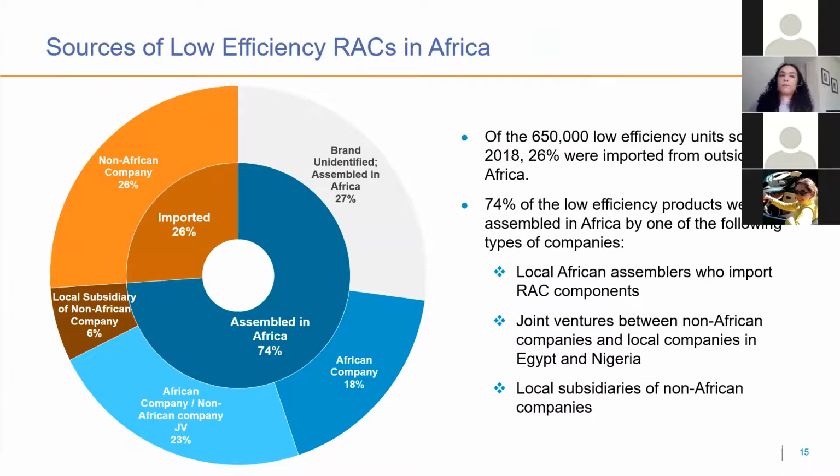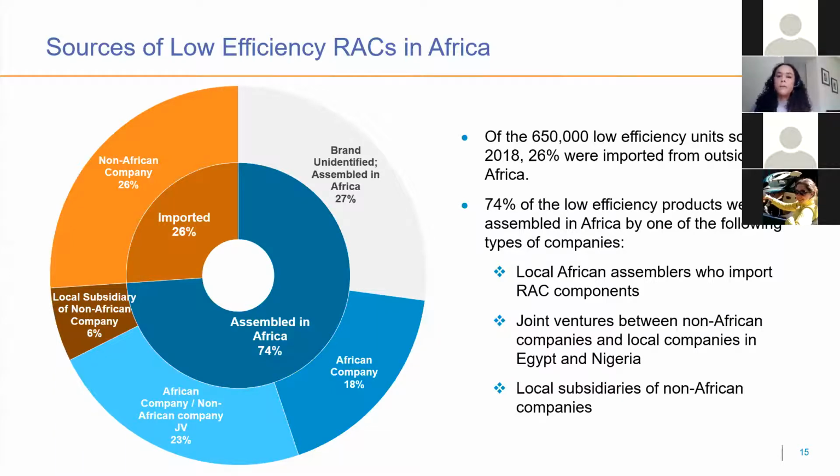So digging in a bit more into what the sources are for these low efficiency ACs, we see that of the 650,000 low efficiency units sold in Africa in 2018, 26% were imported from outside of Africa, while the remaining 74% of low efficiency products were assembled in Africa. We looked at the brands of all of these lower efficiency products and separated the ones assembled in Africa into 3 different subcategories based on what type of company was producing them.